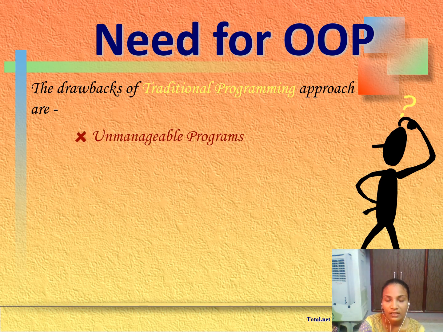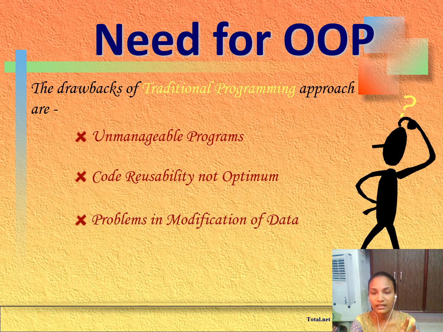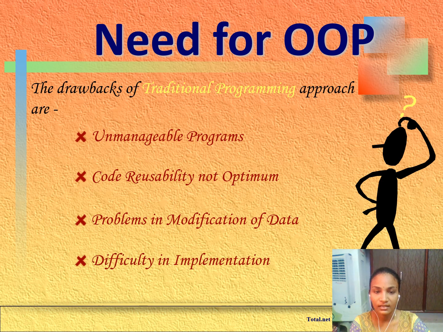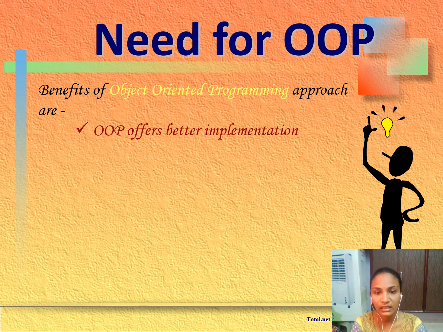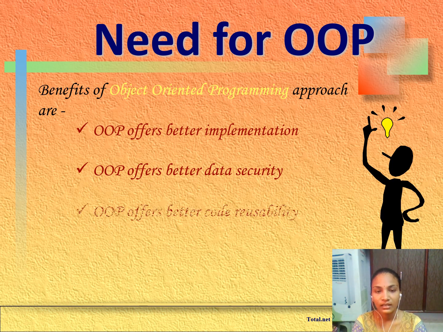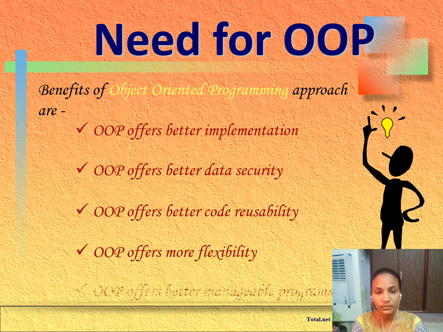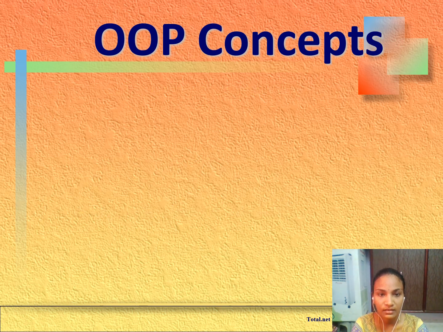Unmanageable programs. In the first slide, we have discussed that the program is divided into several number of tasks. Once we divide the several number of tasks, it becomes difficult to manage the programs. And this traditional programming approach may not support reusability. And once we set the data into the program, we can't modify the data. Difficulty in implementation. Benefits of object-oriented programming approach are: OOPS offers better implementation, better data security, better code reusability, better flexibility, and better manageable programs.